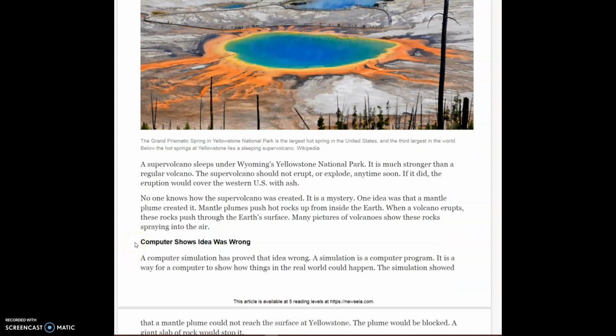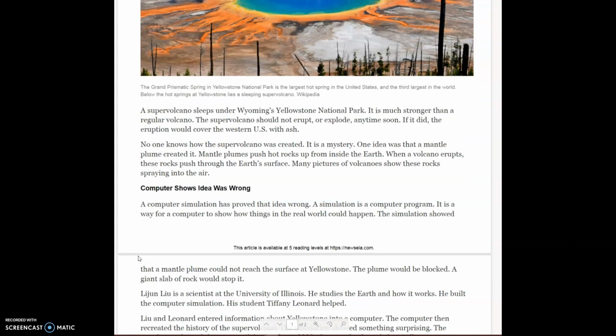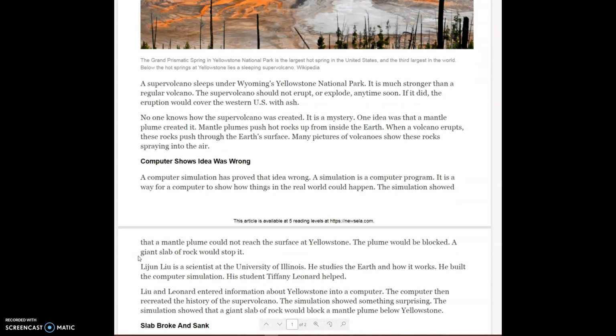Computer shows idea was wrong. A computer simulation has proved that idea wrong. A simulation is a computer program. It is a way for a computer to show how things in the real world could happen. The simulation showed that a mantle plume could not reach the surface at Yellowstone. The plume would be blocked. A giant slab of rock would stop it.